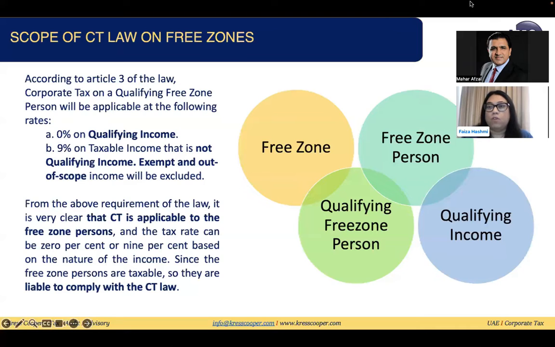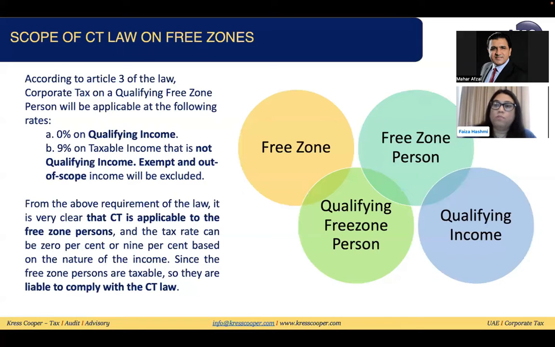After the law came out, then we saw that some cabinet decision had come out to explain more about the free zone companies. And now last week we have seen that a new cabinet decision has come out and has repealed the old cabinet decision. So that is what our topic for today is.